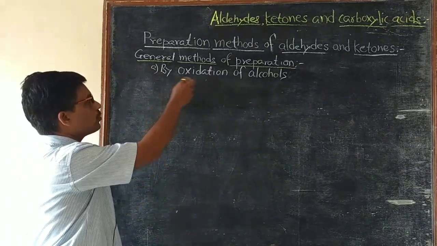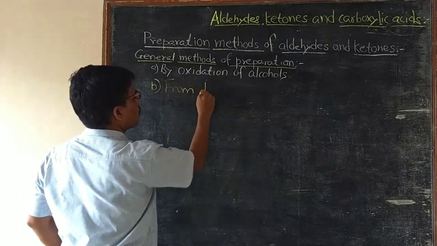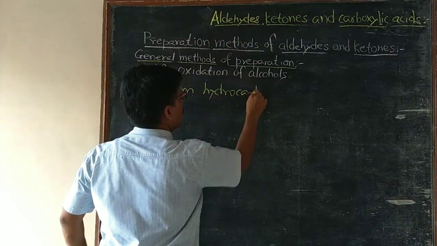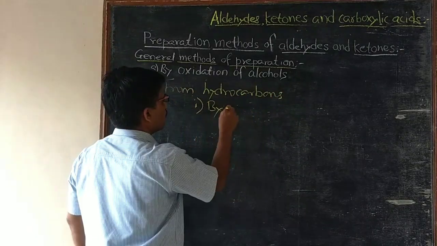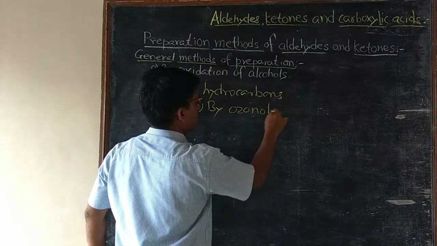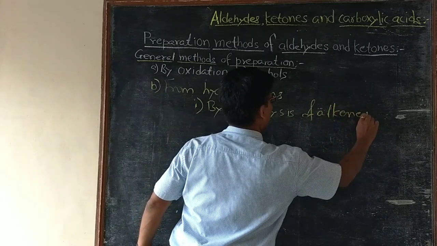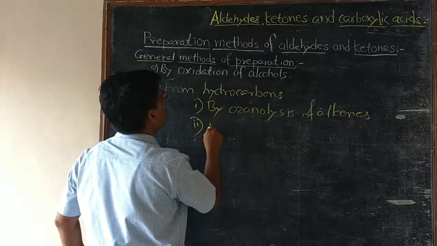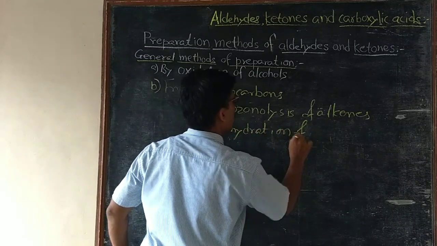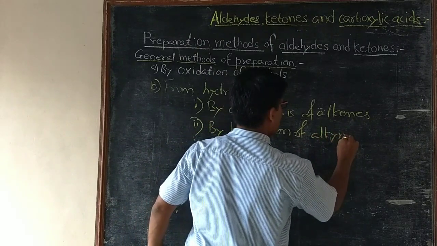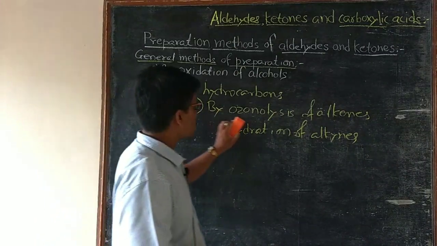The next general method of preparation is from hydrocarbons. In this method there are two methods. First one is by ozonolysis of alkenes, and the next one is by hydration of alkynes. First we will study by ozonolysis of alkenes.